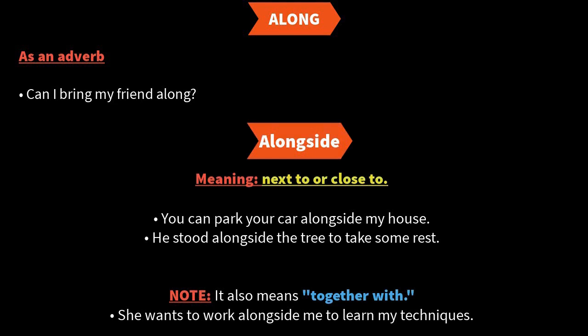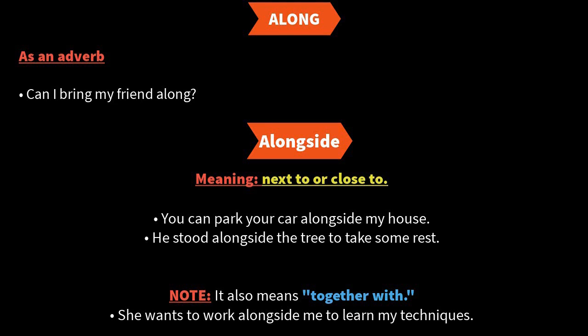And guys, one more thing, if you want to give the meaning of close to or next to, you can use the preposition alongside. Let me show you how. You can park your car alongside my house. That means next to my house, very close to my house or near to my house. Alongside gives the meaning of next to or close to or near to, right?